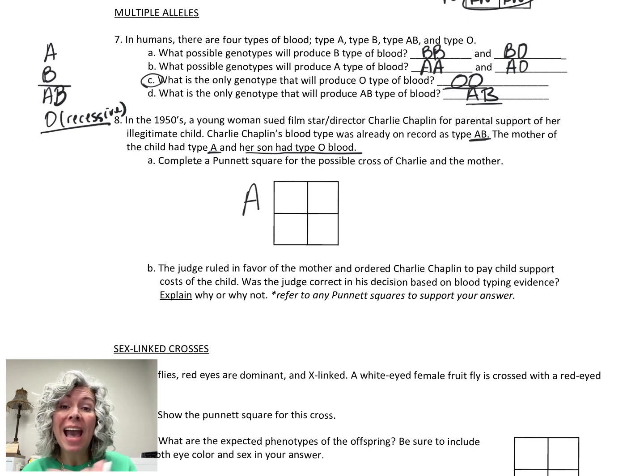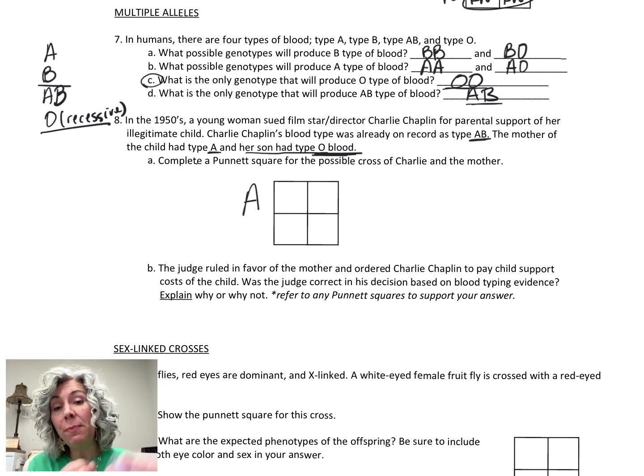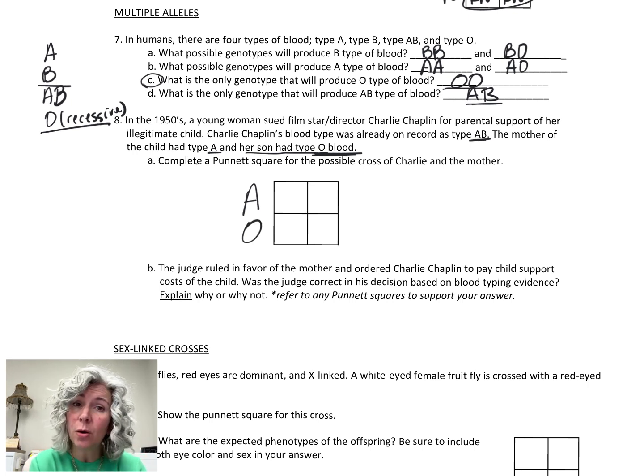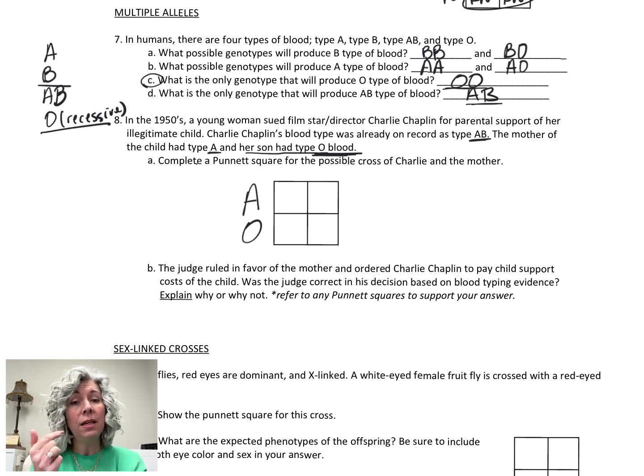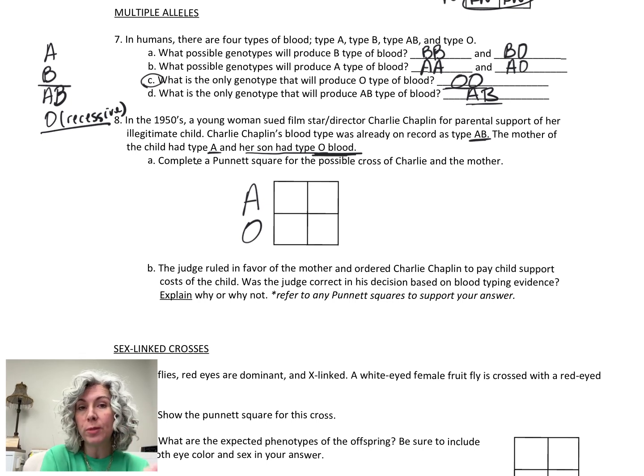If the child has type O, the only way the child could get type O is getting an O from mom and getting an O from dad. So that means if mom has type A, she has to also carry the O. It's the only way the child could get an O. So we're going to do AO, heterozygous. Mom has to be heterozygous. She has to be. But if you can't see that, work it out. Do two Punnett squares instead of the one that I have for you here. Draw another one to the side and make her homozygous.